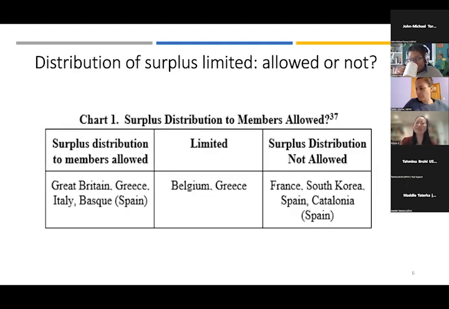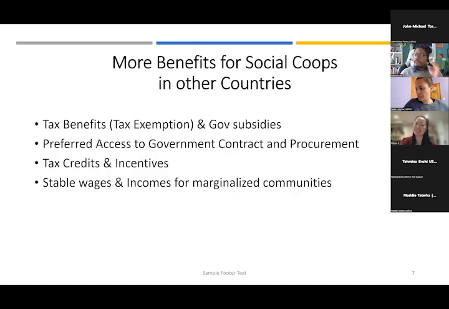So I was thinking about how it looks here in the United States, right? Because these social cooperatives in different countries get tax benefits. They get preferential procurement from the government, so that whenever a contract comes, it always goes to social cooperatives first. They get tax credits, and also stable wages and income for the marginalized community, because members are coming from them, right? So there are a lot of benefits associated with social cooperatives.